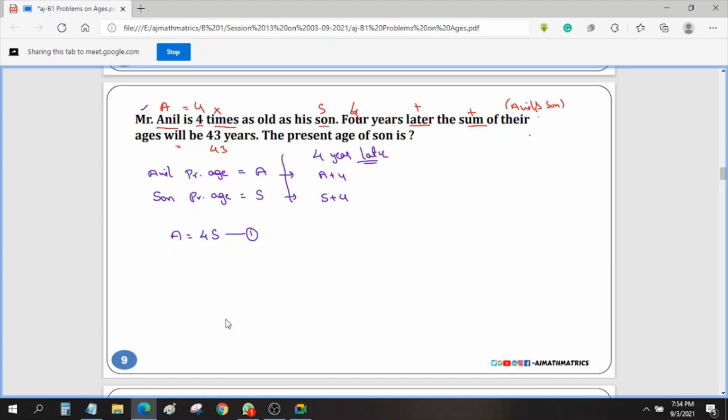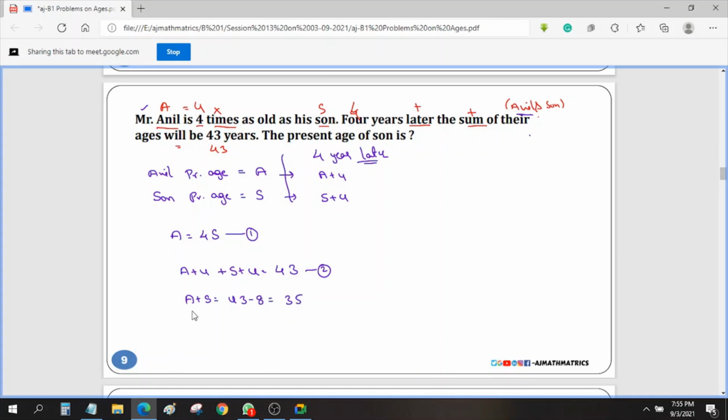Okay, so that is a plus 4 and s plus 4. 4 years later, the sum of their ages. Now what is Anil's age 4 years later? A plus 4. Okay, and what is the son's age? That is s plus 4, which is equals to 43. This is the second equation. Now a plus s is equals to 43 minus 8, which is 35.